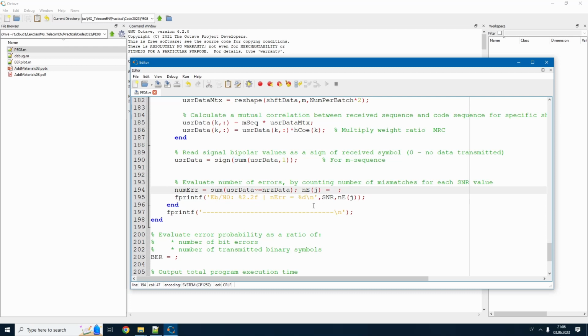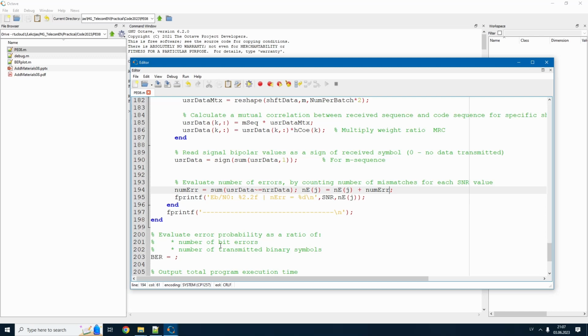Now what we want is to accumulate this number of errors over all of the batches in this variable nej. So this way, with each next batch, this is going to become more and more accurate. Yes, as if you have used more symbols for statistics. So basically, this way we address this issue. Yes, sum of number of errors.